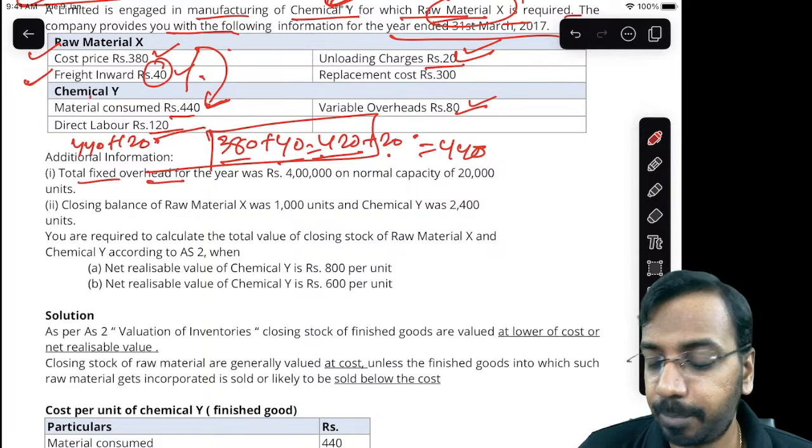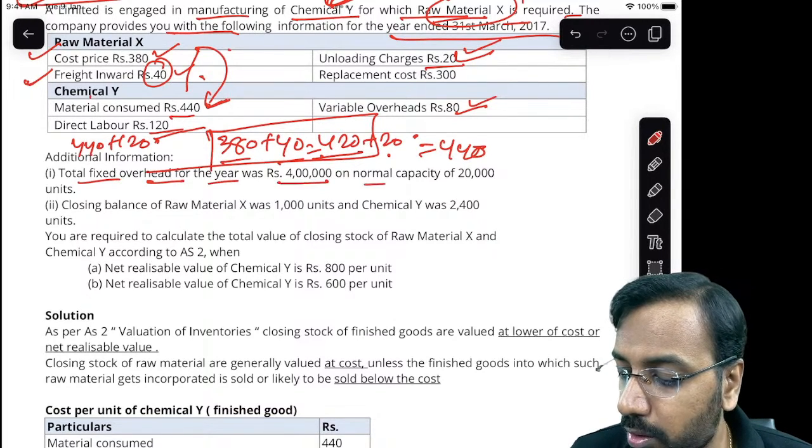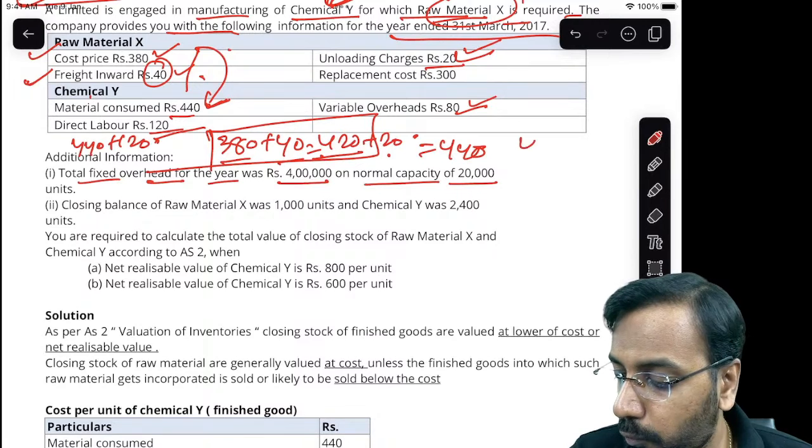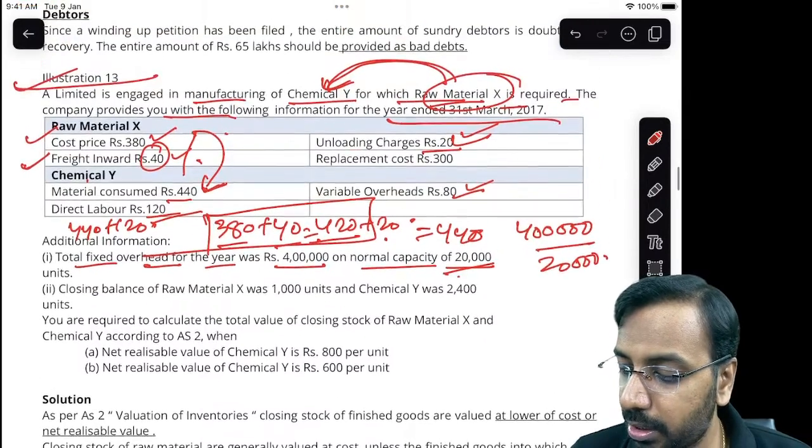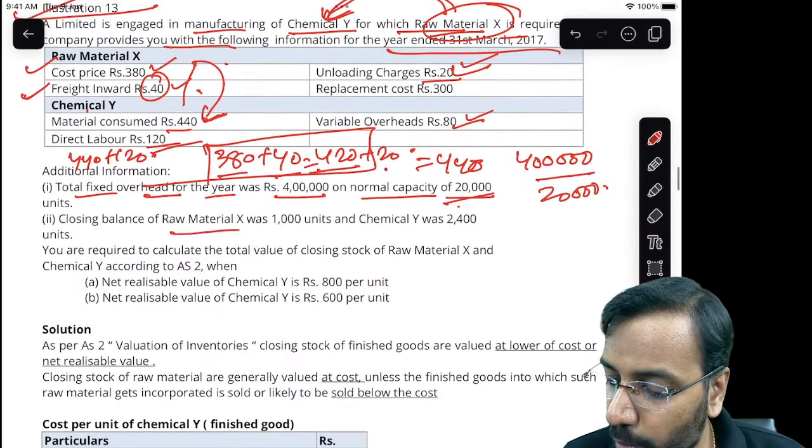Total fixed overhead for the year was 4 lakh on normal capacity of 20,000. So divide by 20,000 and you'll get the rate. Closing balance of raw material X was 1000 units, chemical Y was 2400 units.